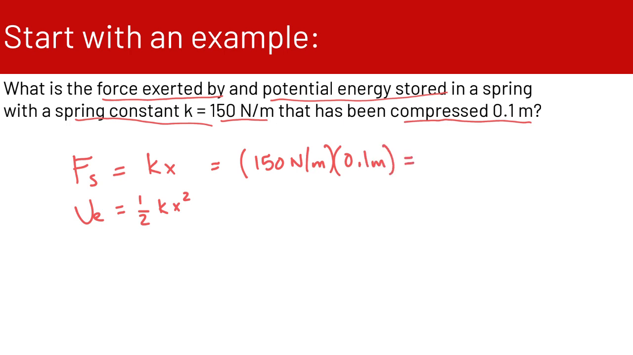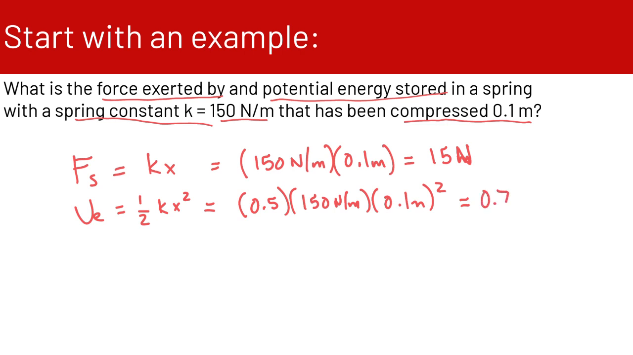Multiply those together, and we end up with a spring force of 15 newtons. All right, so the restoring force on the spring is 15 newtons. Now let's look at our potential spring energy. We have 1/2, which I'll write as 0.5, times k, which is 150 newtons per meter, times x squared. That's 0.1 meters squared, and we end up with 0.75 joules.